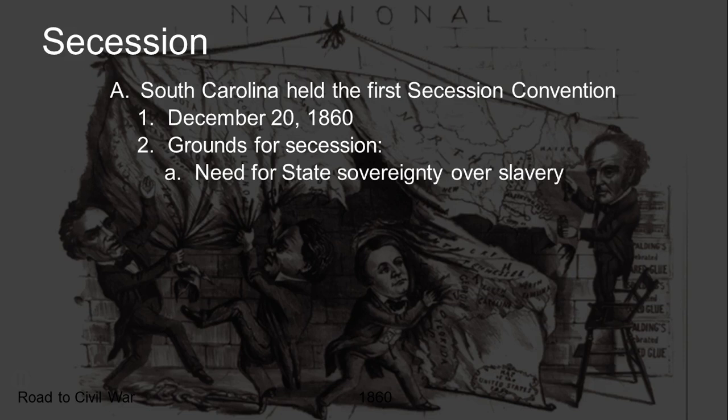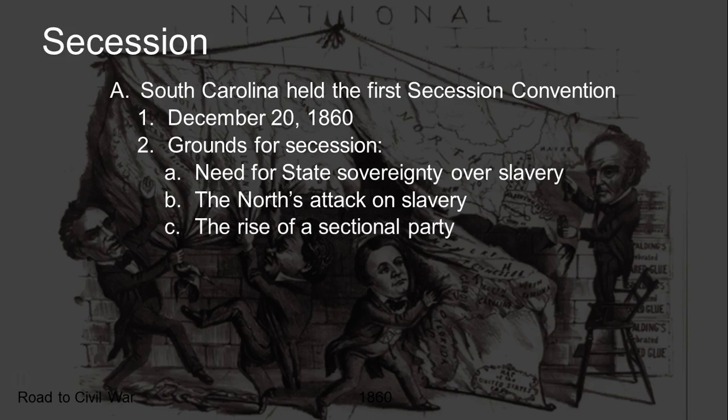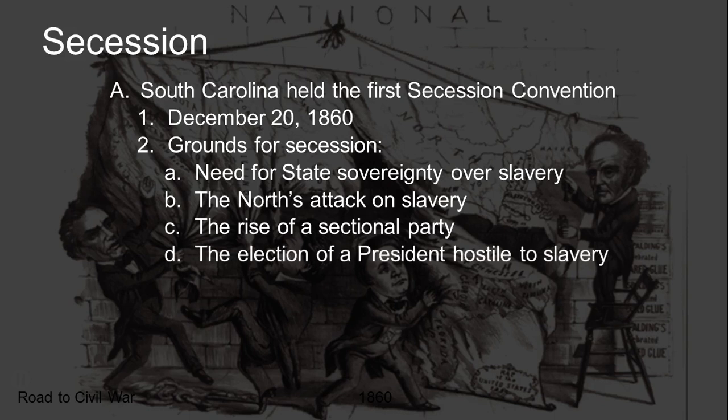First of all, South Carolina says, look, the states need to have their own sovereignty. The states do need to be in charge of their own political destinies, but specifically, the states need to have sovereignty over the issue of slavery. The second reason for secession is the North has a pattern, a history of attacking the institution of slavery. Third, a purely sectional, regional political party has formed, one in the North, which only held power in the North, and because the North had more electoral votes and more population, therefore the North was going to dominate an area marked by abolitionists. And finally, the election of a president who is hostile to the institution of slavery.